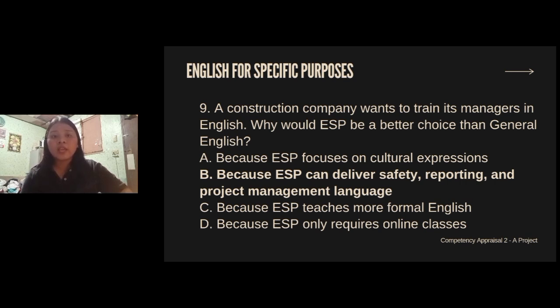And the letter A in this part is not correct because it is unrelated to the job task. And the letter C is not always true because ESP can be formal or informal depending on the job. And the letter D is not a defining trait of ESP.